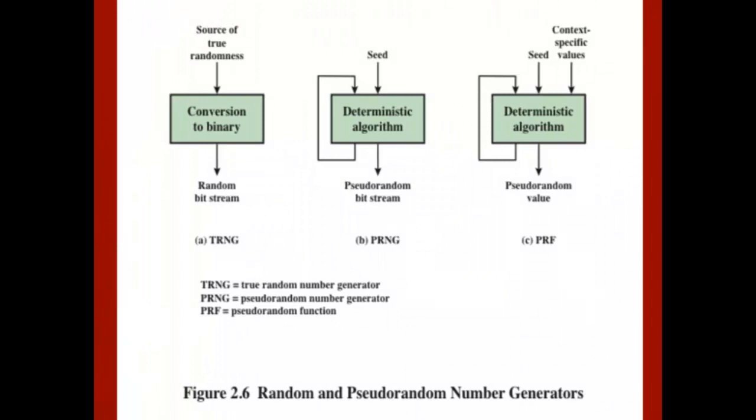Cryptographic applications typically make use of algorithmic techniques for random number generation. These algorithms are deterministic and therefore produce sequences of numbers that are not statistically random. However, if the algorithm is good, the resulting sequences will pass many reasonable tests of randomness. Such numbers are referred to as pseudo-random numbers.